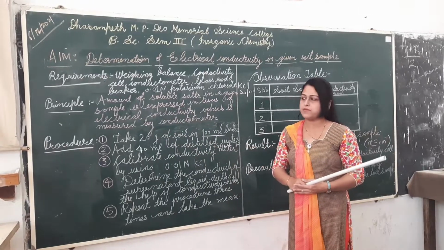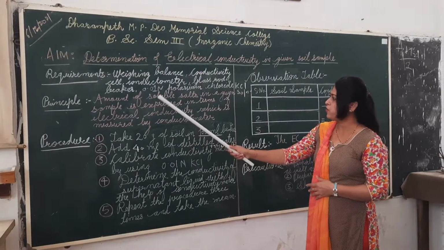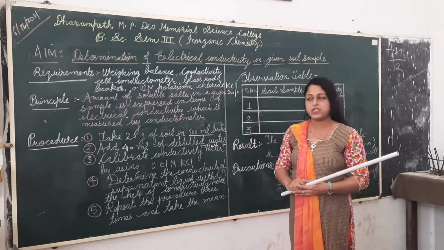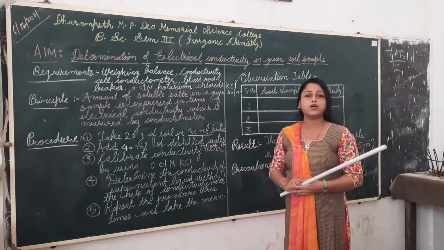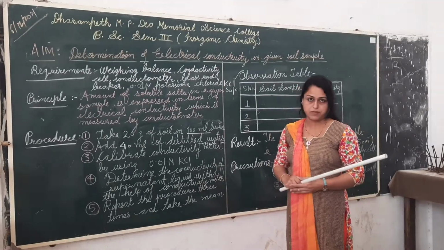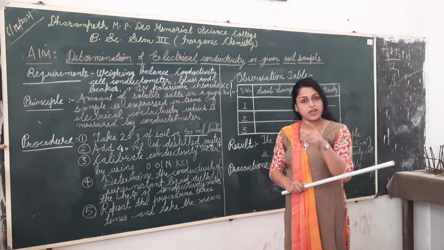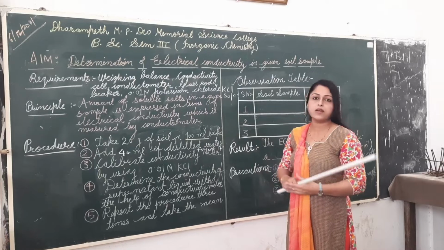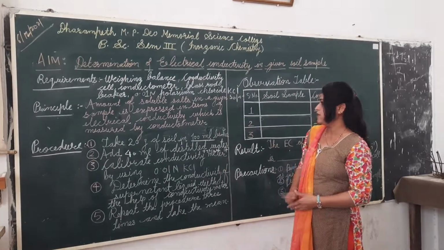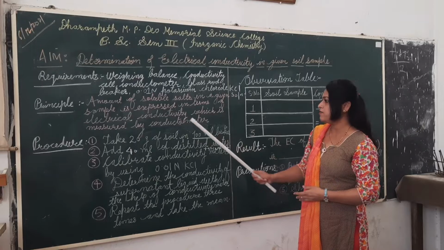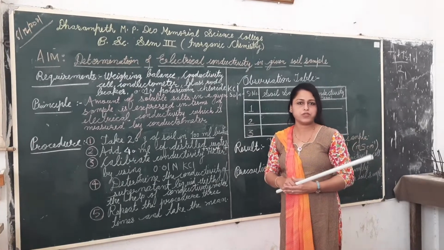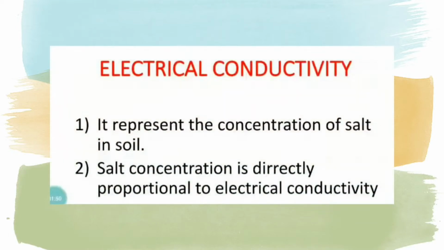Now the principle. The amount of soluble salts in the given soil sample is expressed in terms of electrical conductivity. The amount of soil salts is directly proportional to the electrical conductivity of the soil sample, and this electrical conductivity we can measure with the help of a conductometer. So in short, it represents the concentration of salt in soil. Salt concentration is directly proportional to electrical conductivity.